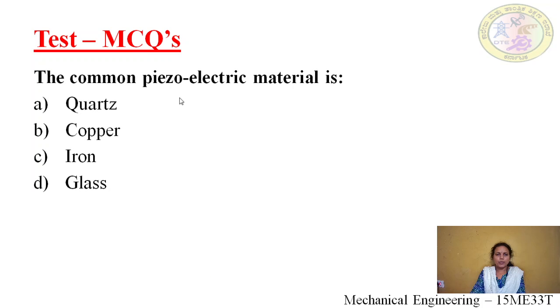The commonly used piezoelectric material, I have said in the class, which one of them is it? Is it option A, quartz; option B, copper; option C, iron; option D, glass? Which piezoelectric material is commonly used? The solution is option A, quartz. Quartz is a commonly used piezoelectric material because of its stability.